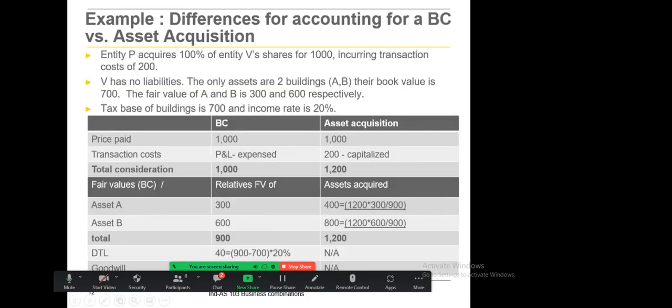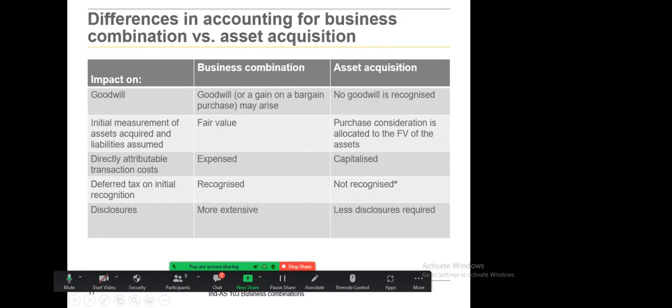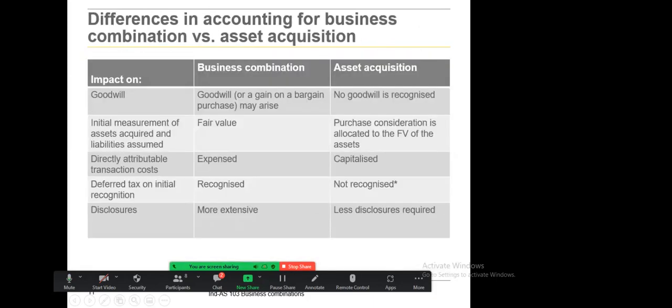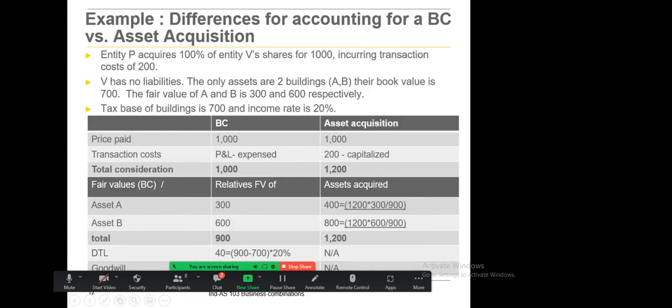Let us understand the concept that we have studied with the help of this example. Entity P acquires 100% of entity B's shares for 1000 rupees, incurring transaction cost of 200 rupees. For the transaction cost, under business combination it needs to be directly expensed off. Here it needs to be capitalized. B has no liability. The only assets are two buildings, A and B. Their book value is 700. The fair value of A and B is 300 and 600 respectively. Tax base of buildings is 700 and income tax rate is 20%.